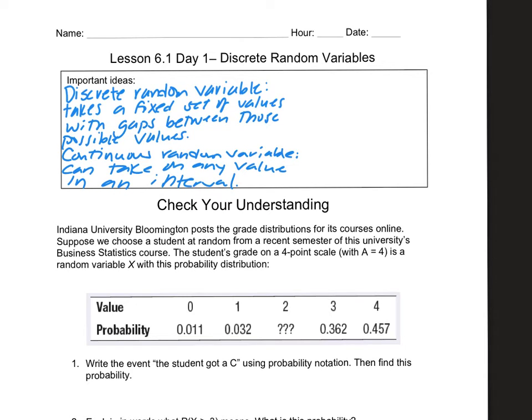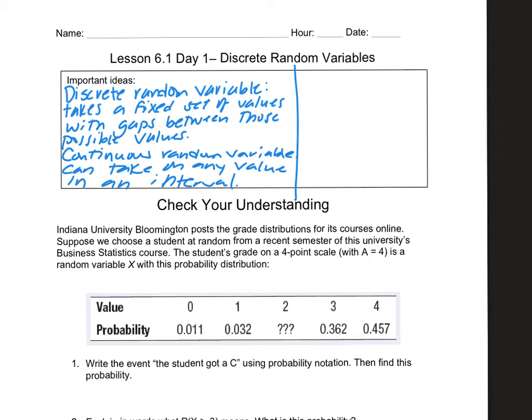For example, the weight of a baby can be anything in the given interval from, let's say, 0 pounds to 11 pounds, meaning it could include ounces, it could include pieces of the pounds. It's not just a set number.